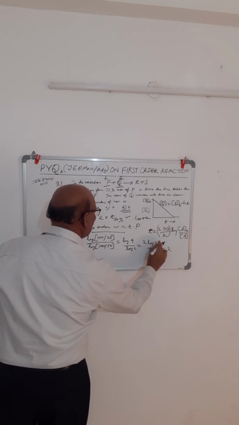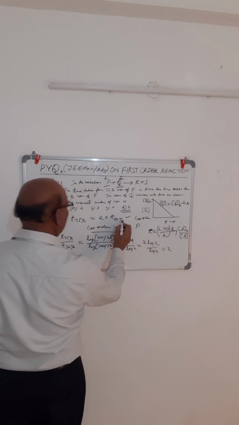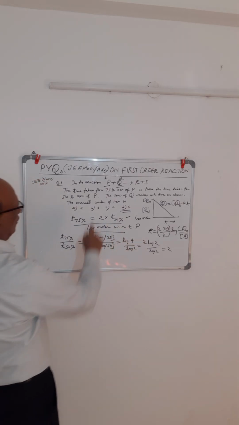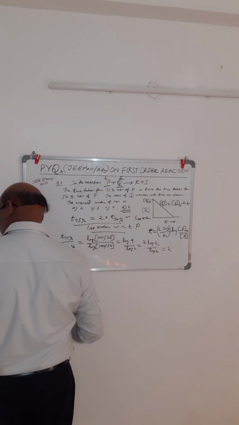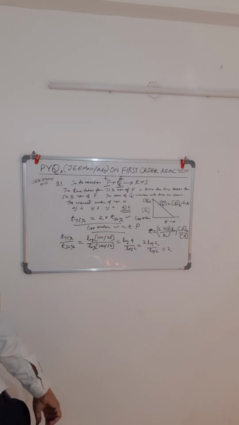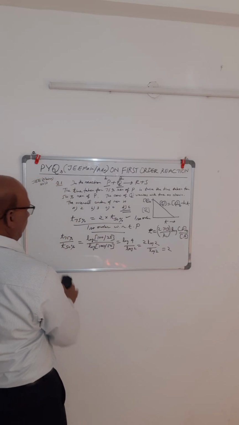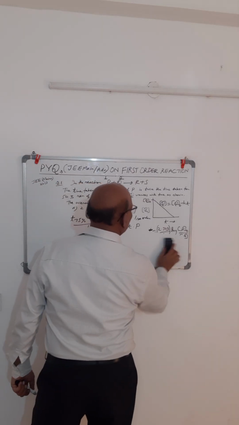So this is 2. That means the given condition is satisfied for first order only. So this reaction is first order with respect to P. So the overall order of the reaction is 1, that is option D is correct. Okay. So now we take the second question.